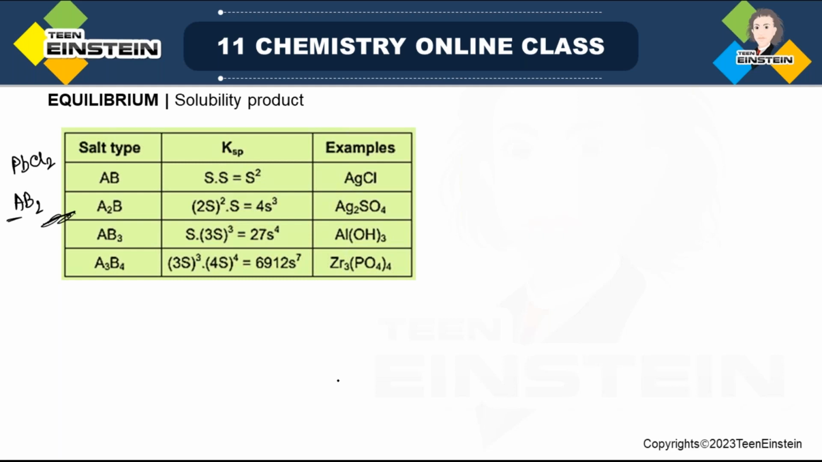Similarly, we can have different types of other formulas. See, if it is AB type, it is AgCl. So in this case, AB, how do we express Ksp if the solubility value is given? In the previous case, we have directly calculated concentration. We have not used solubility, but now we will see how to use this capital S.